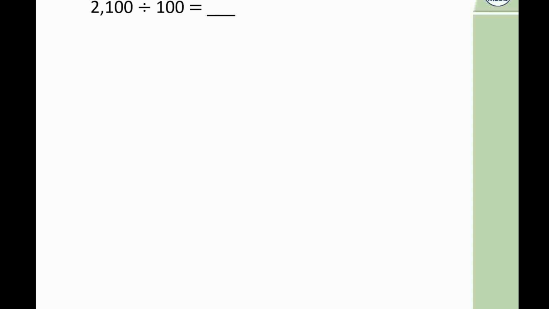Okay, let's have a look here. So this is a bit different. 2,100 divided by 100. Okay, as I said before, 2 zeros on this side, so take away the 2 zeros on that side, and you have 21.